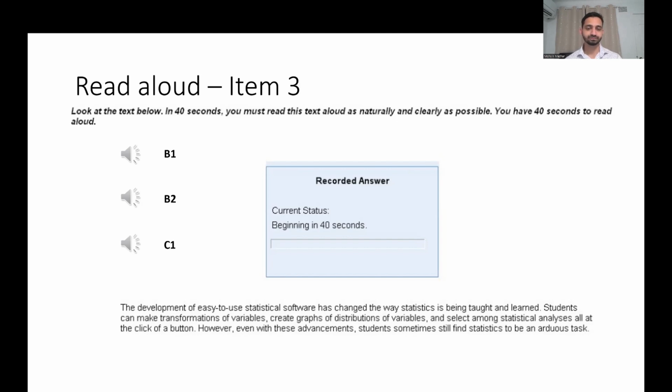To B2. The development of easy-to-use statistical software has changed the way statistics is being taught and learned. Students can make transformations of variables, create graphs of distribution of variables, and select among statistical analysis, all at the click of a button. However, even with these advancements, students sometimes still find statistics to be an arduous task.